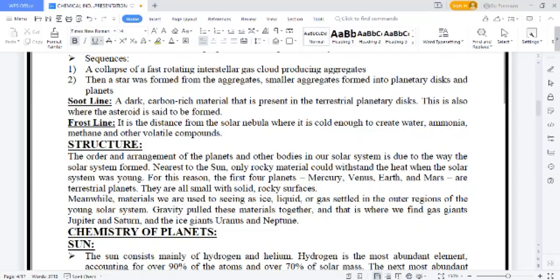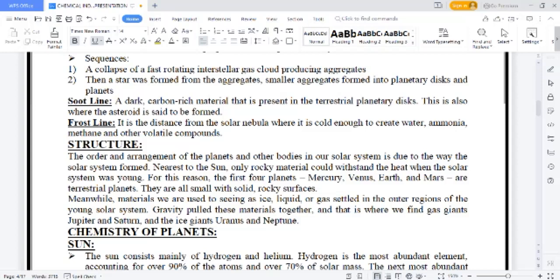Meanwhile, materials we are used to seeing as ice, liquid, or gas settled in the outer regions of the young solar system. Gravity pulled these materials together, and that is where we find the gas giants, Jupiter and Saturn, and the ice giants, Uranus and Neptune.